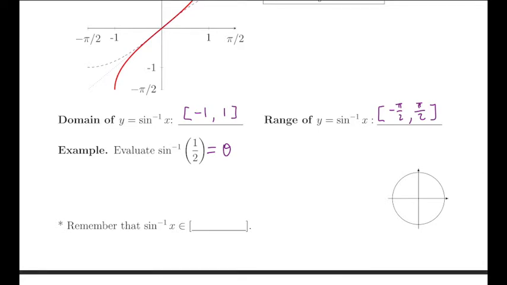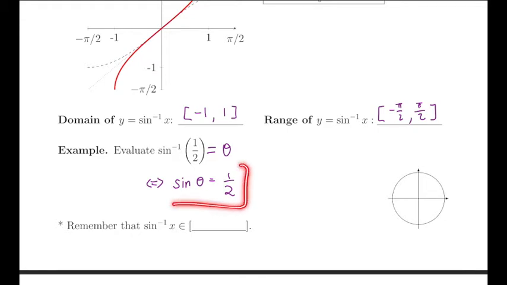Now that you have this equation, you're going to rewrite this without the inverse. So equivalently, we can rewrite this above equation as sine theta is a half. Remember, you can get rid of the inverse sign by flipping the input and the output. That's what I've done here.